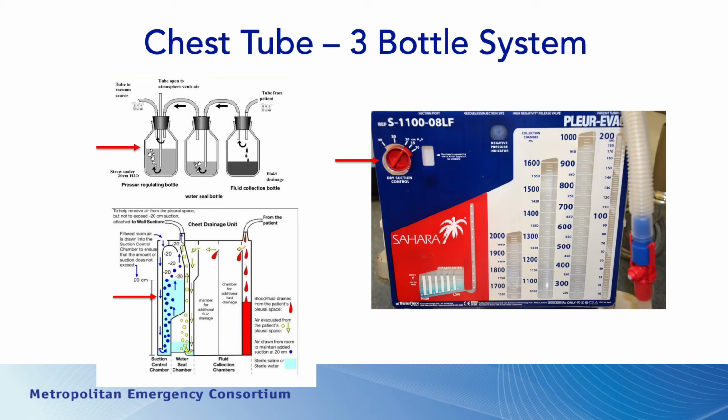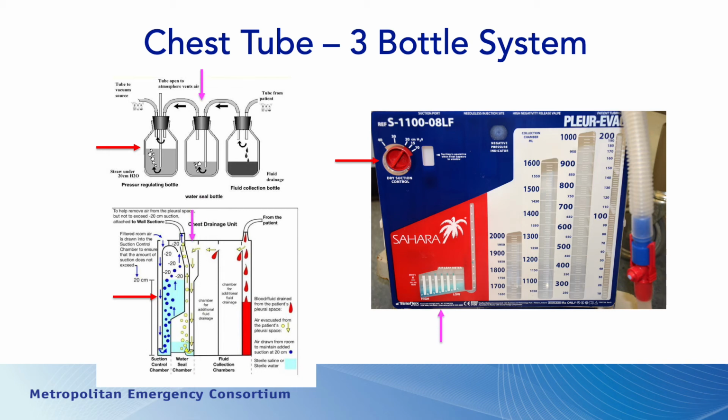It's the safety valve. And then the third bottle on the right is the first bottle that comes from the patient. It basically has 1 tube that goes to the water seal and the other tube goes to the chest tube, and that just collects the gook that comes out of the chest.